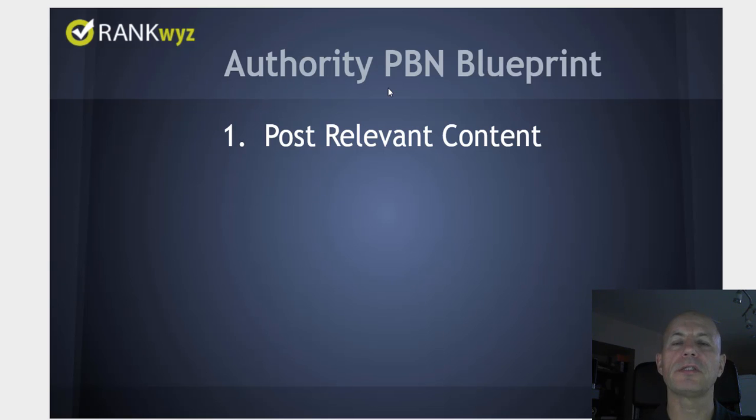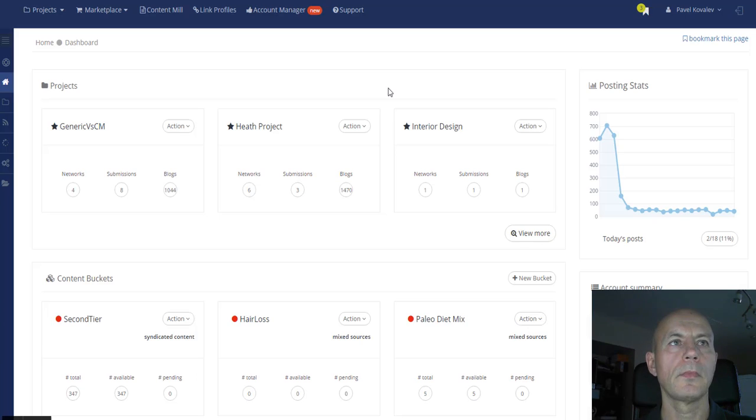Post relevant content means continuously post, make it long, make it niche relevant, so that Google sees your PBN. After all, PBN is not a label, it's a site, and Google sees your blog as relevant to the niche and authority in the niche.